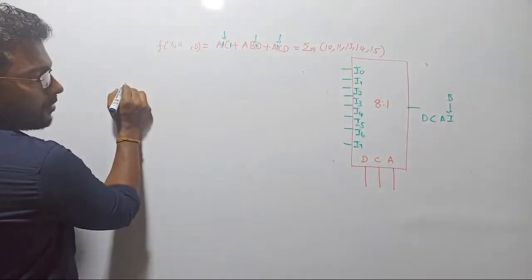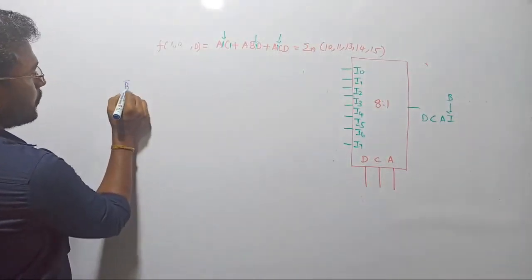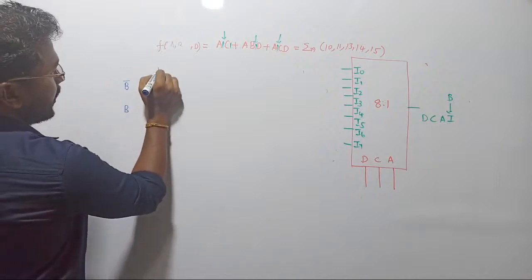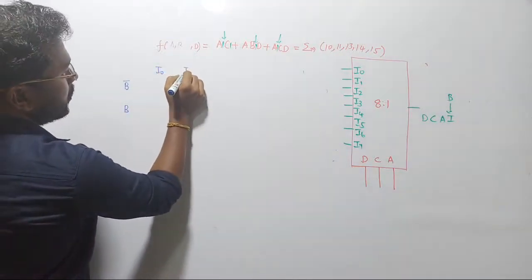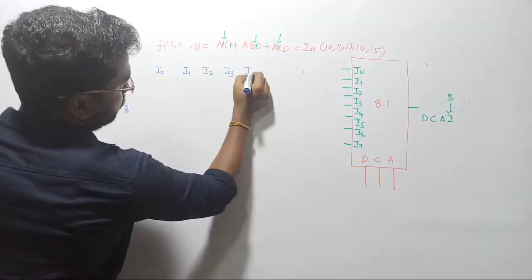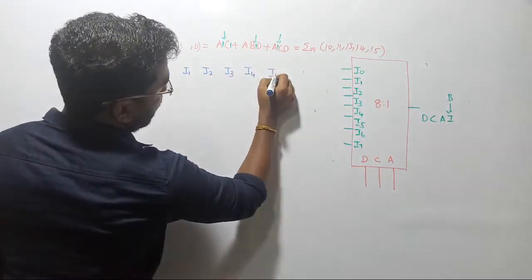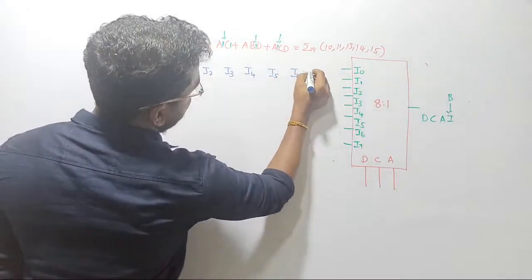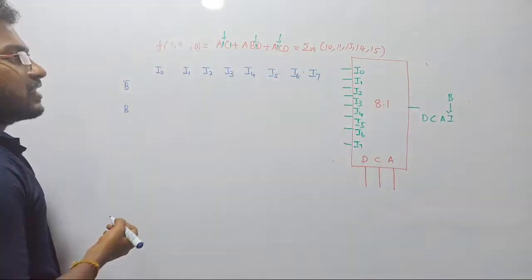Which is our input here? B, B bar, and we have to realize I0 here and I1. Let me consider I2 here. Let us consider I3 and I4 here, I5, I6. We are going up to I7. Shall we start our journey?